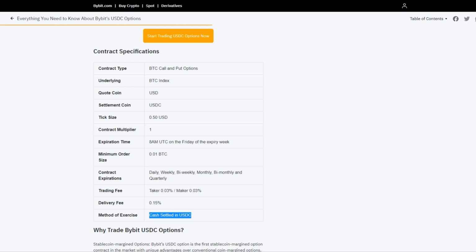Very important as well, there are American options and European options. On Bybit, you can only trade European options.